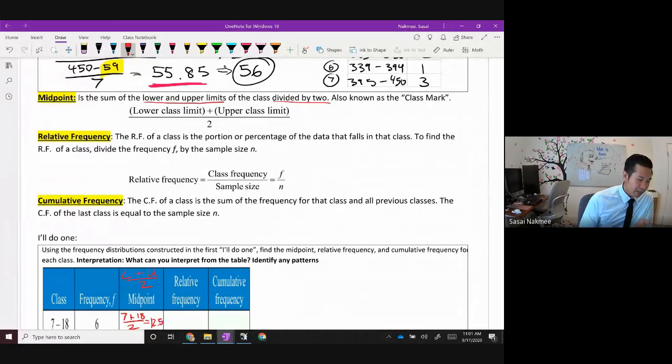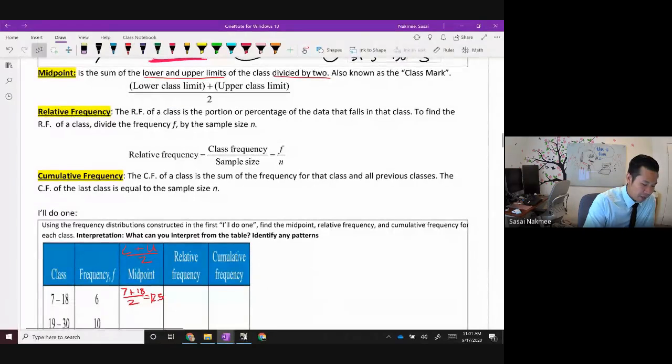Okay? No questions on midpoints? Is that okay? It's basically a fancy way of finding the middle number between each of your classes. So 12.5 is technically the number that's exactly in the middle of 7 and 18. That's all the midpoint is. It's just helping you find the middle number between each of your classes. Okay, let's go on to the next one.